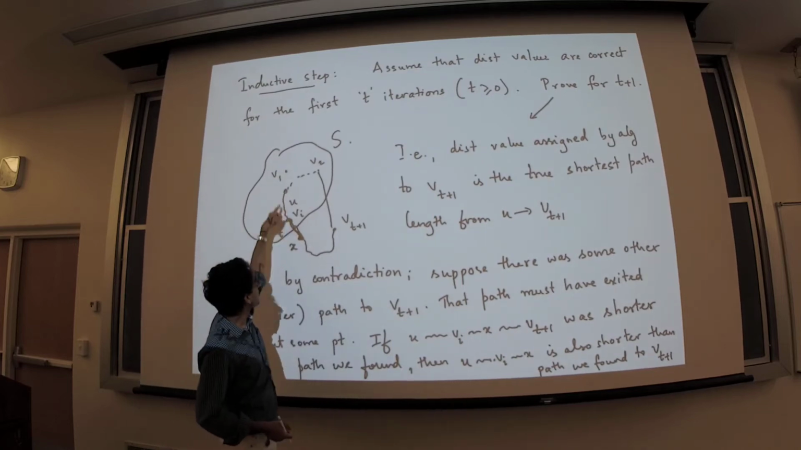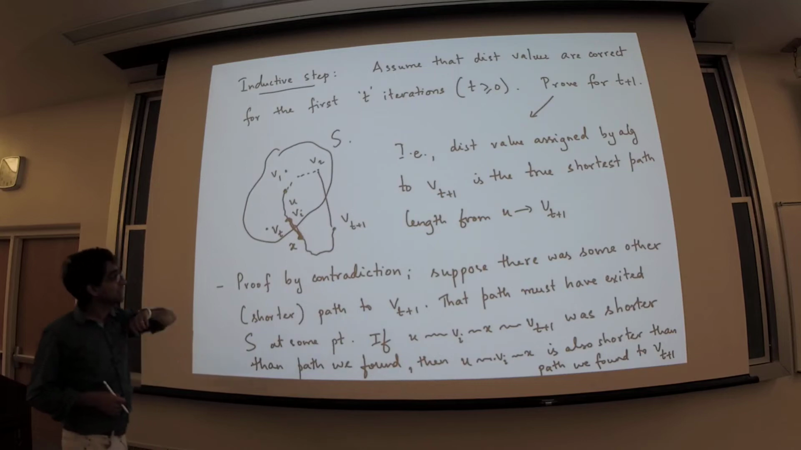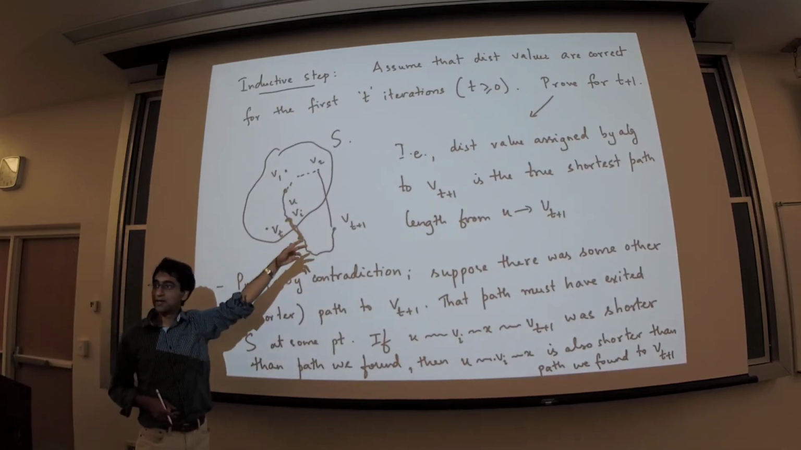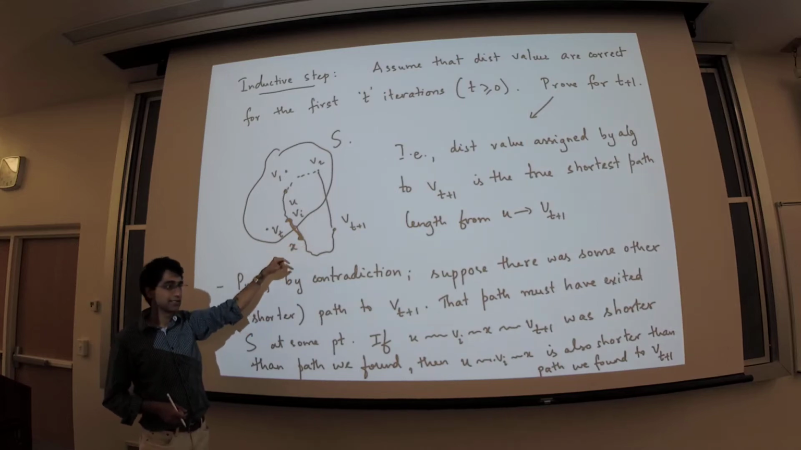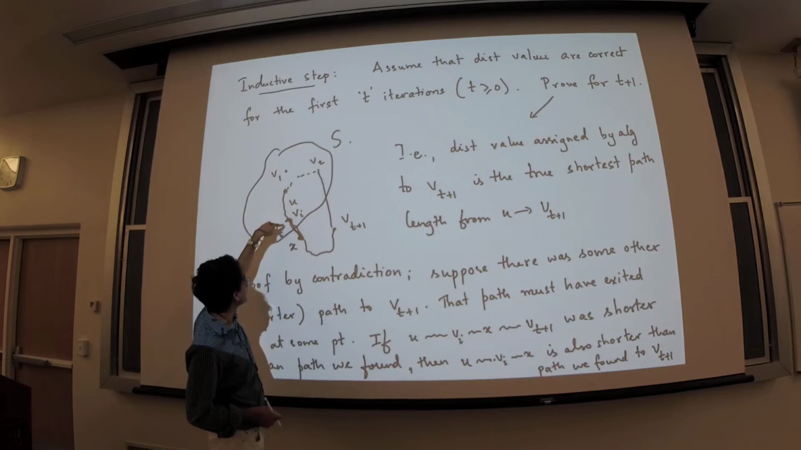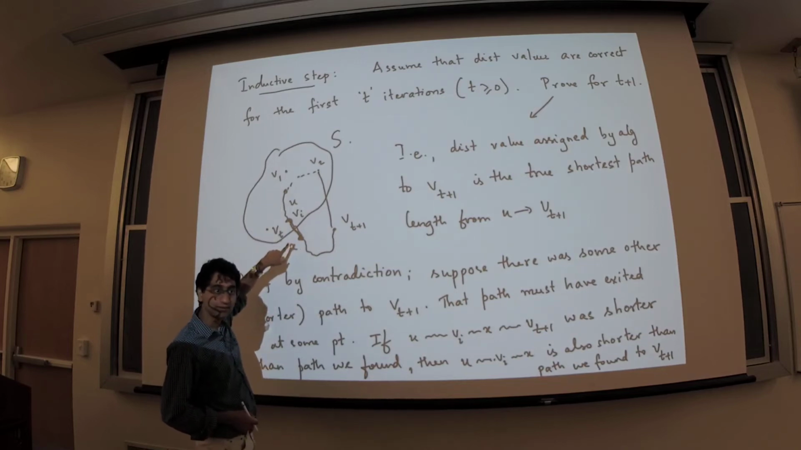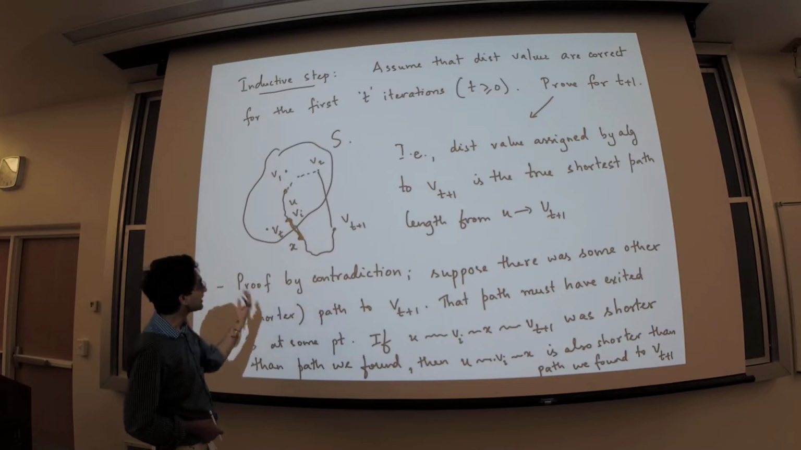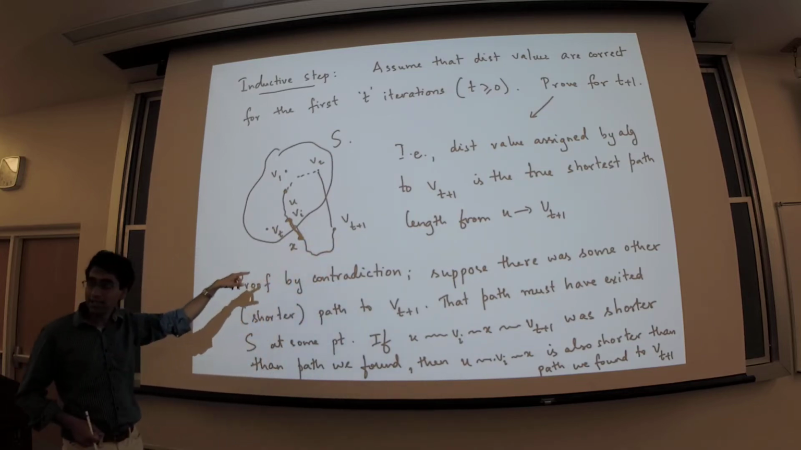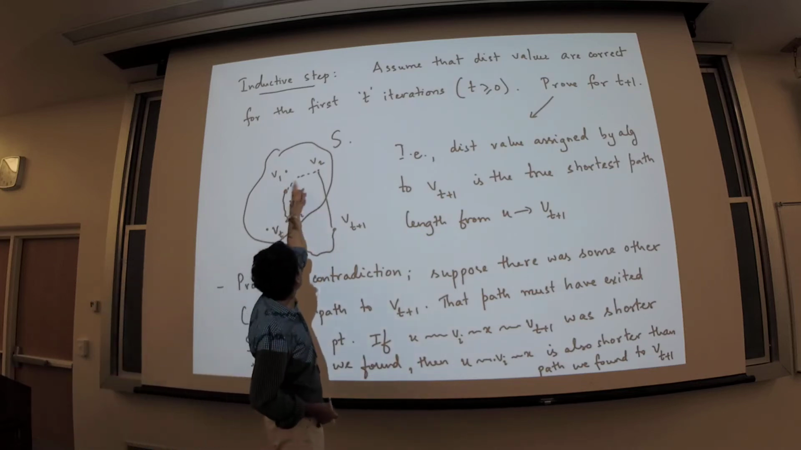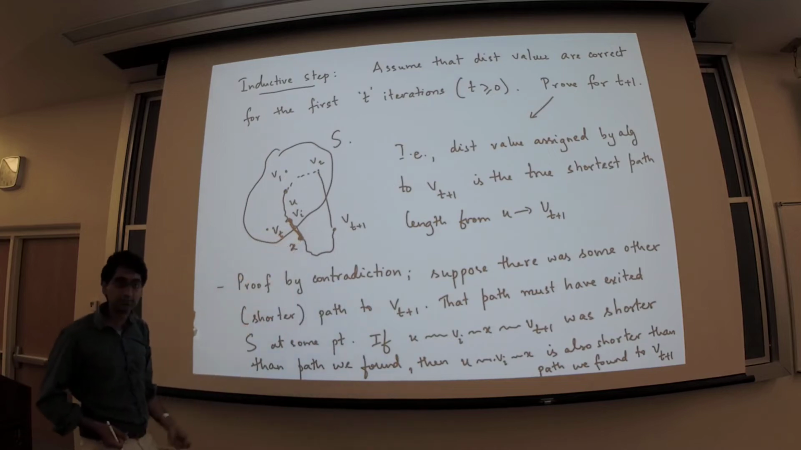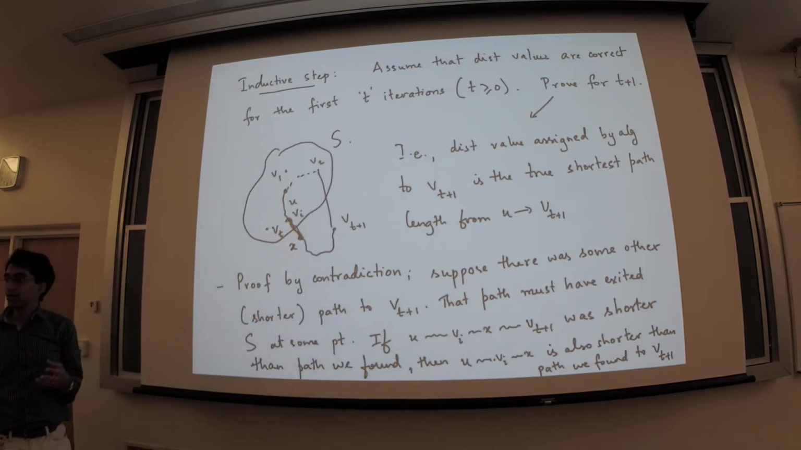But if this was shorter than that, then why did we add Vt plus 1? Right? So the algorithm was always adding the vertex that had the smallest value of distance to Vt plus this x. So the fact that you added Vt plus 1 and not x means that the path to Vt plus 1 is at least as small as the path to this x. Okay? And so that's a contradiction.